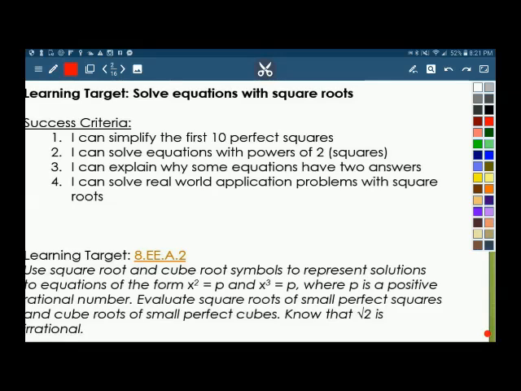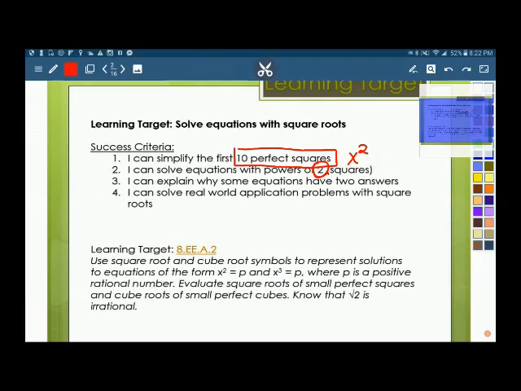Okay, so first we're going to remind ourselves what those first 10 perfect squares are. We made a list in yesterday's lesson, and we're going to talk about how we square root them, what that means as far as being rational. I can solve equations with powers of 2, so we're going to just keep it with a power of 2, meaning x squared on the title screen. We're going to explain why some equations have 2 answers when we do this. And we're also going to solve real-world applications with this type of equation.